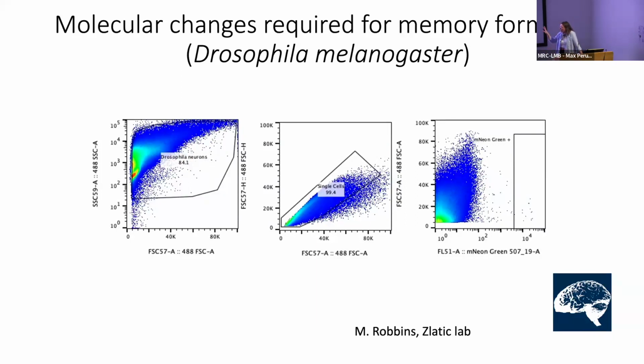So this is a FACS plot of Miranda's samples. She's labeled her neurons with mNeon green. To give you context here, this is actually over 1 million cells, and we have probably about 10 cells that are positive for neon green. So it's very, very challenging for 2 reasons. One, they're extremely rare, and 2, they're fragile.